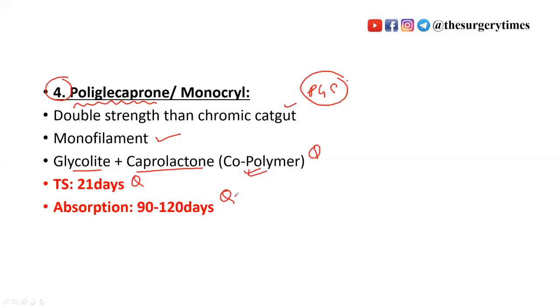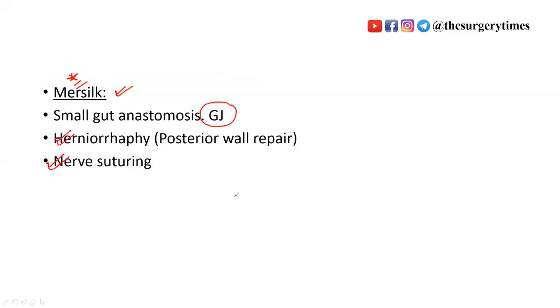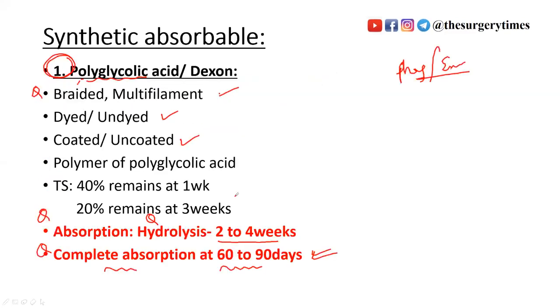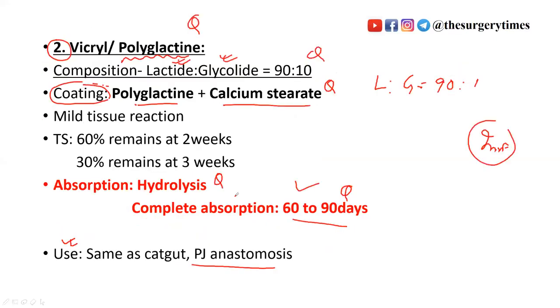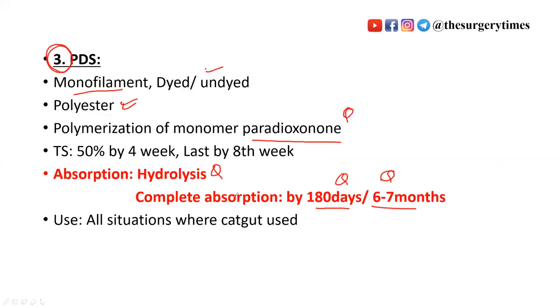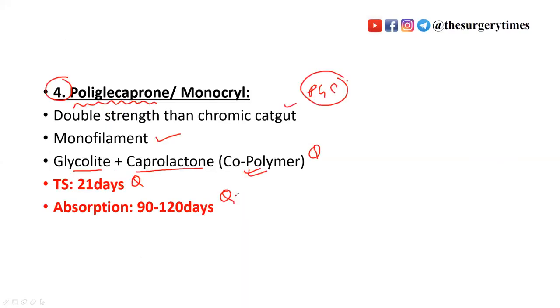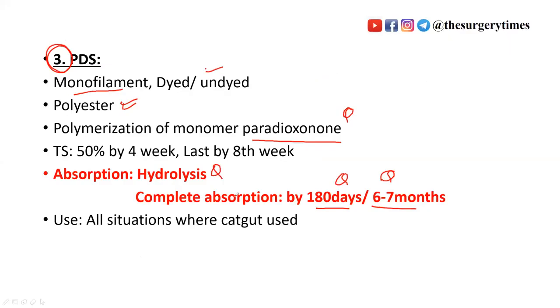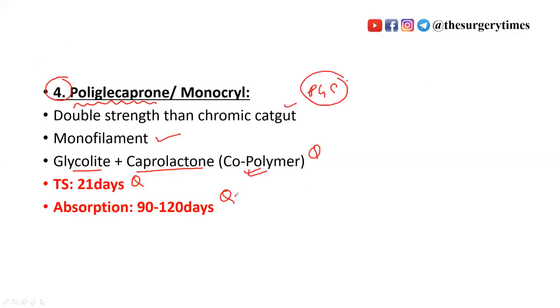So see the synthetic absorbables: starting from Dexon, the complete absorption is 60 to 90 days, Vicryl is 60 to 90 days, PDS is 180 days, whereas Monocryl is 90 to 120 days. So the average is around 100 days, except PDS, which is 180 days. You should remember that. That's why, as this is different from the others, PDS is coming in exams repeatedly.